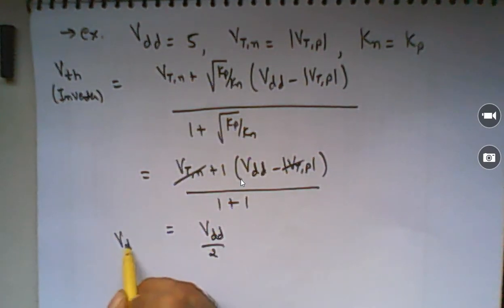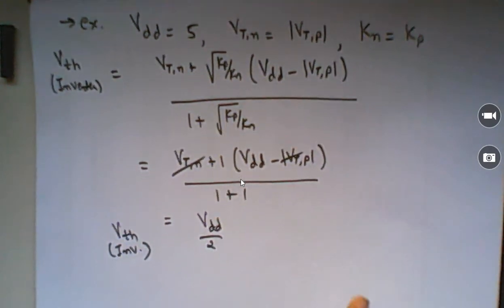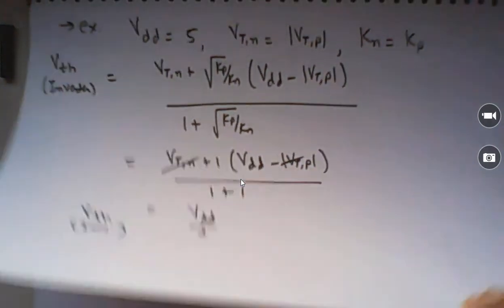VDD by 2 for the inverter. So when the threshold voltage of all the MOSFETs is equal and the transconductance is equal, then the switching threshold voltage of the inverter is VDD by 2. Let's find the switching threshold voltage for the same case for the NOR gate.